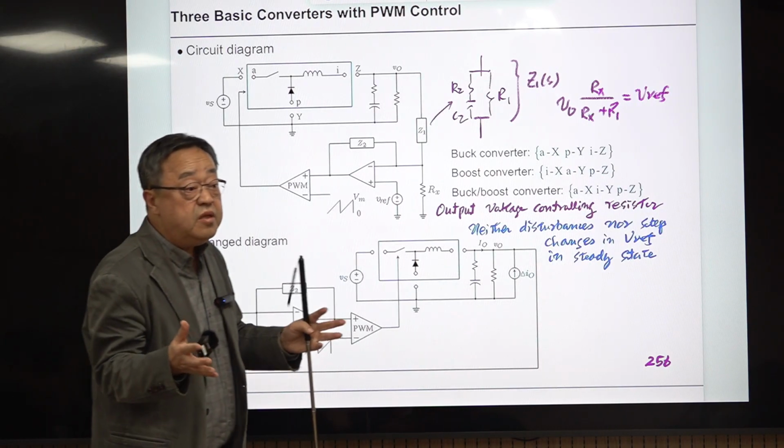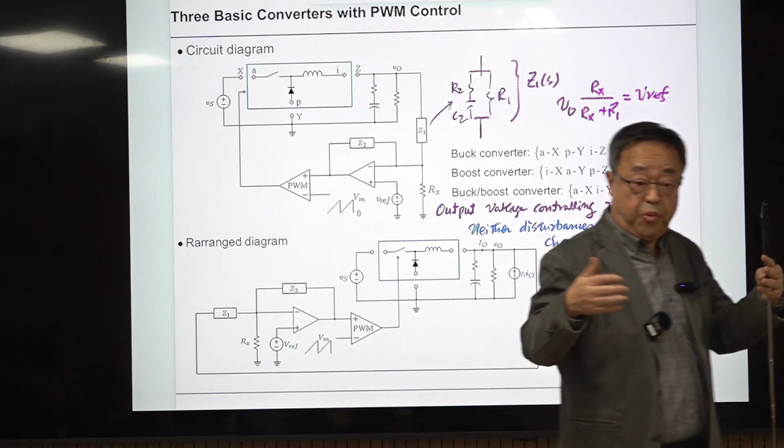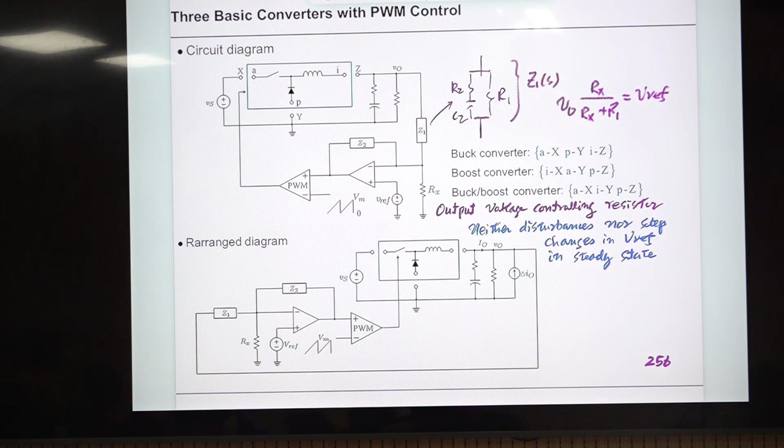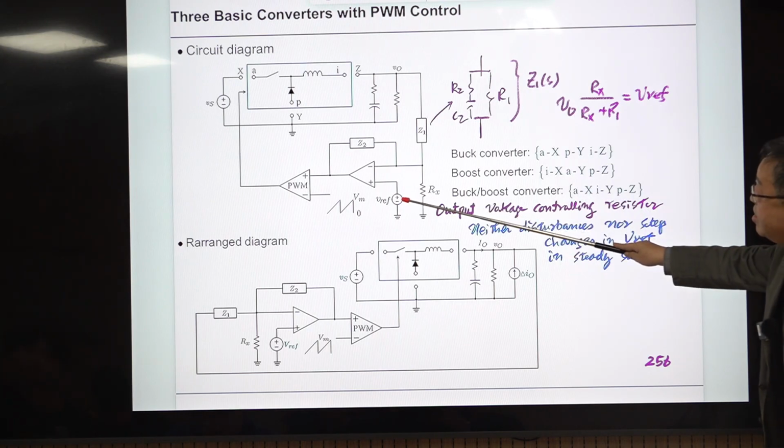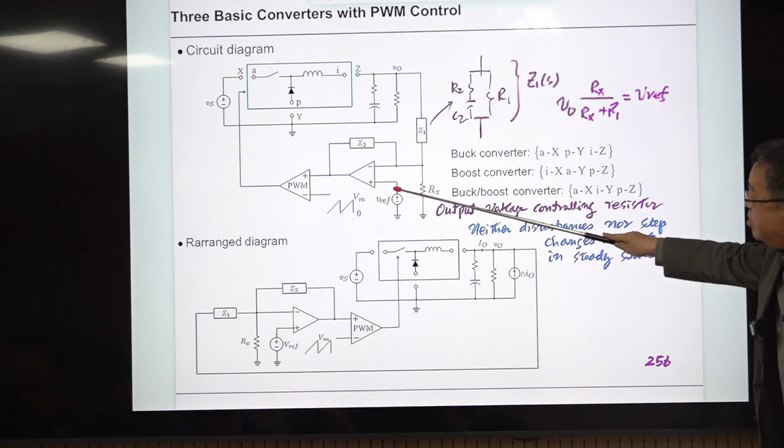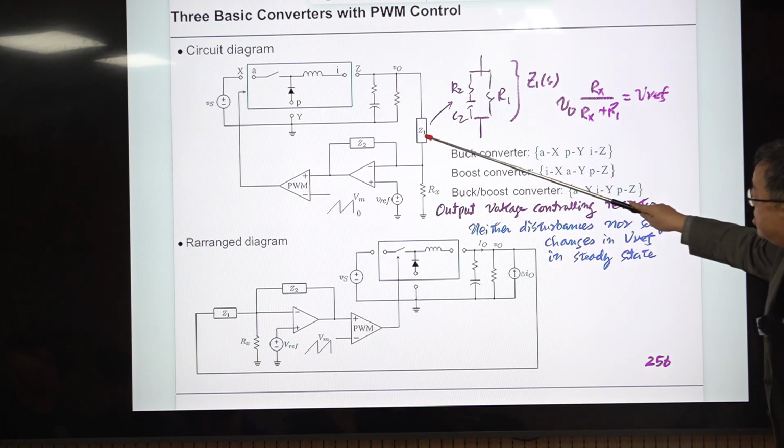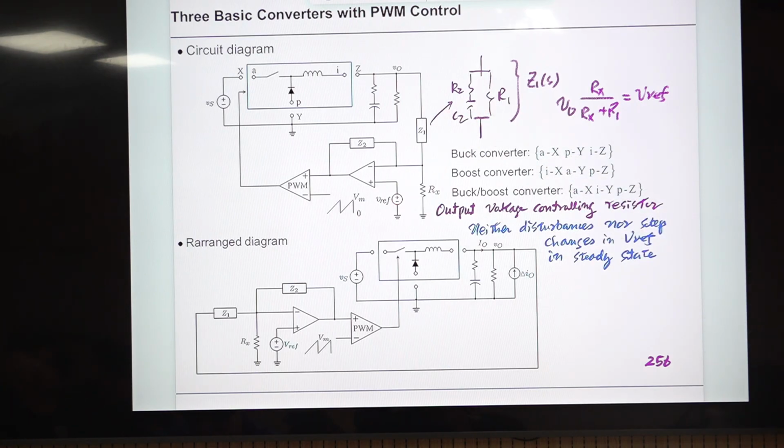For some reason, you want to change the output voltage of your converter. This is another disturbance, or another step change in the output voltage. This is still steady state. You just control this, you reach the new steady state, and everything settles down. So this is different from the disturbance coming in here. Usually this is fixed, and G1 looks like this.